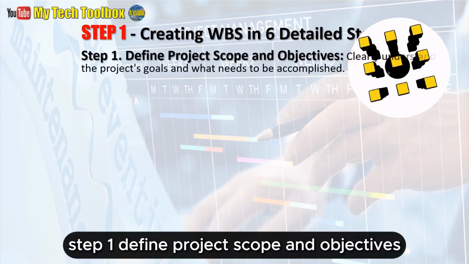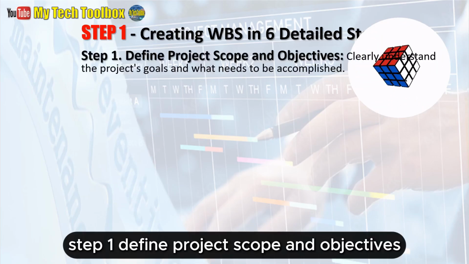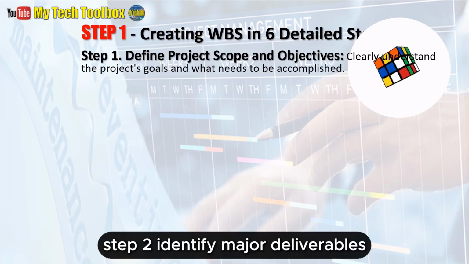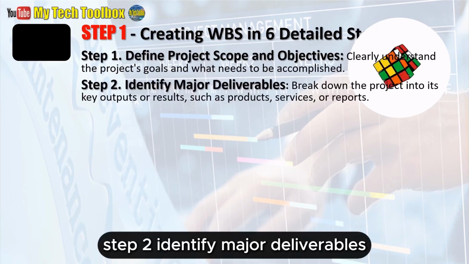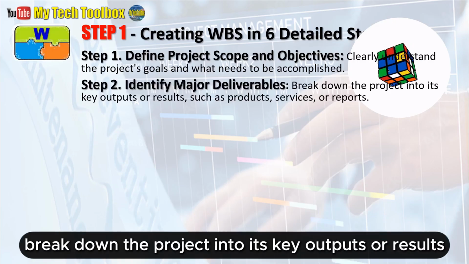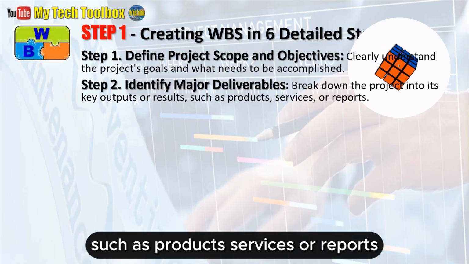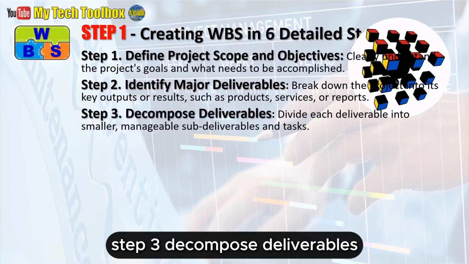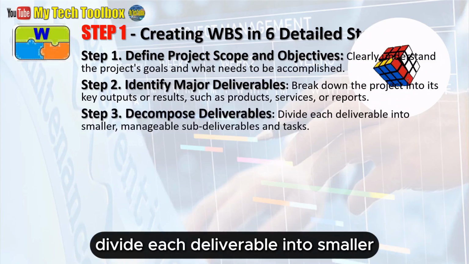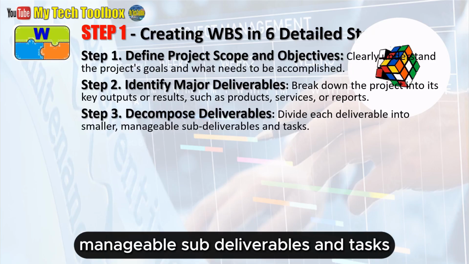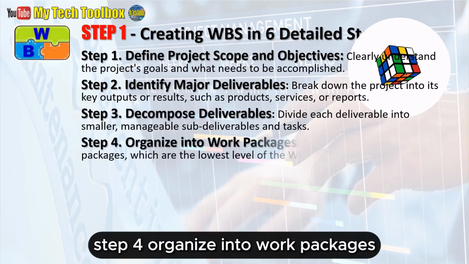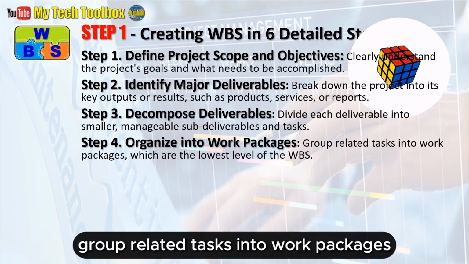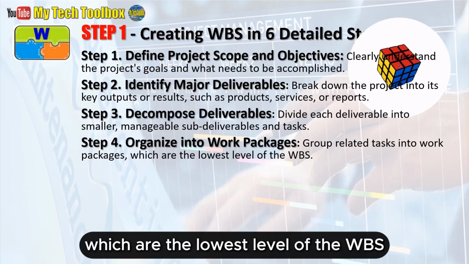Step 1. Define project scope and objectives. Clearly understand the project's goals and what needs to be accomplished. Step 2. Identify major deliverables. Break down the project into its key outputs or results, such as products, services, or reports. Step 3. Decompose deliverables. Divide each deliverable into smaller, manageable subdeliverables and tasks. Step 4. Organize into work packages. Group related tasks into work packages, which are the lowest level of the WBS.